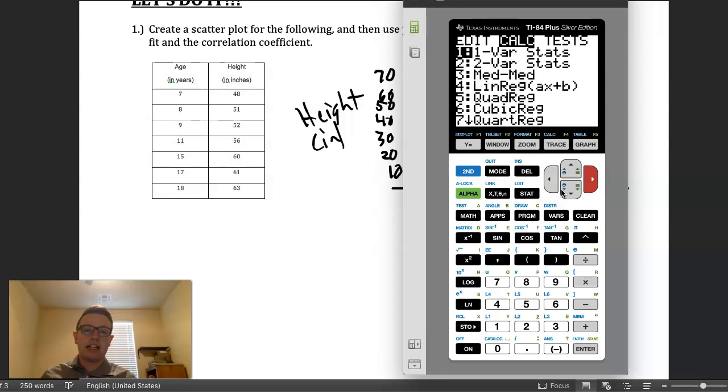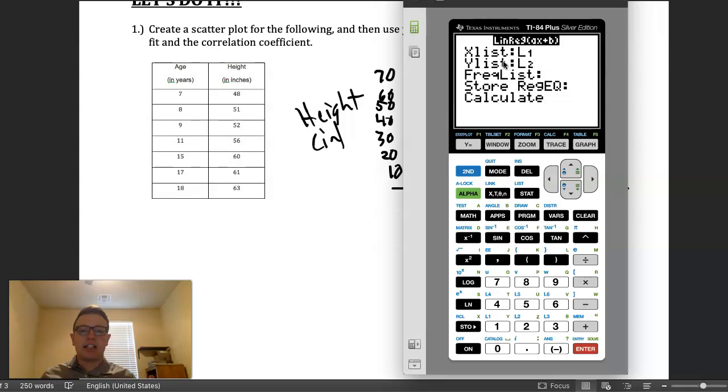So we can do a linear regression. Linear because we're looking at a line, and regression just means we're doing some math to try to figure out what the line is. So to find our line of best fit, we go to Stat, Calc, Linear Regression.